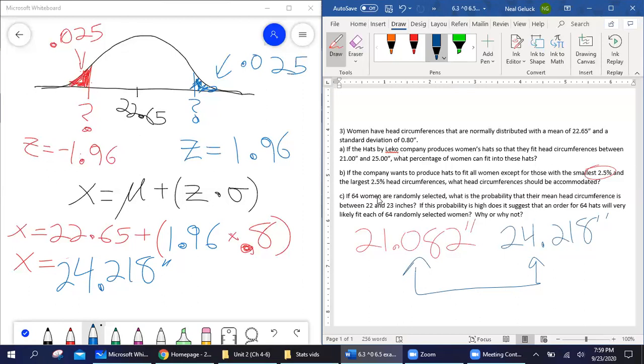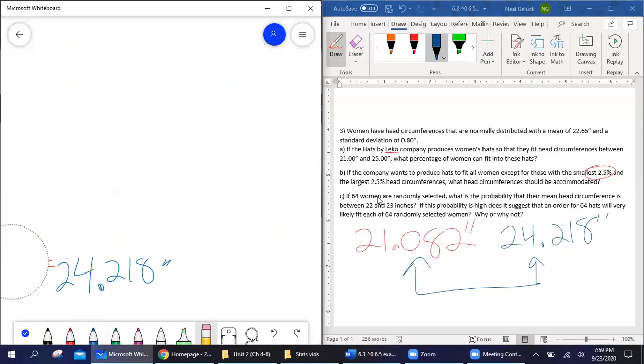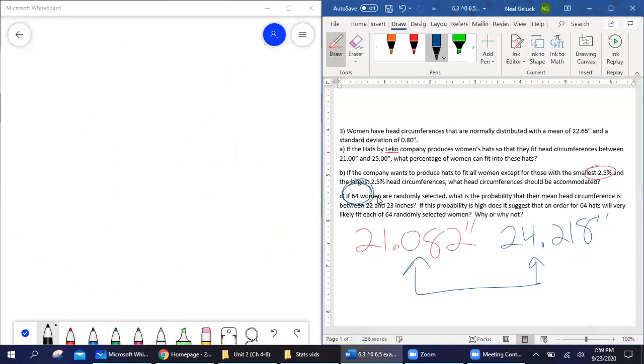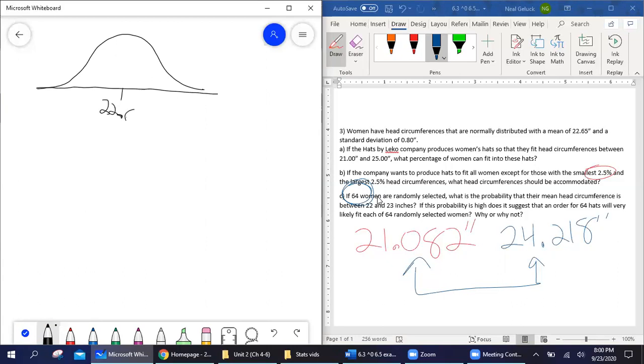Now for part C, this is going to use the central limit theorem because we're no longer talking about an individual, we're talking about a group. We're talking about 64 women. What's the probability that their mean head circumference is between 22 and 23 inches? Okay, so the actual mean is still 22.65. Now I've got 22 and 23.